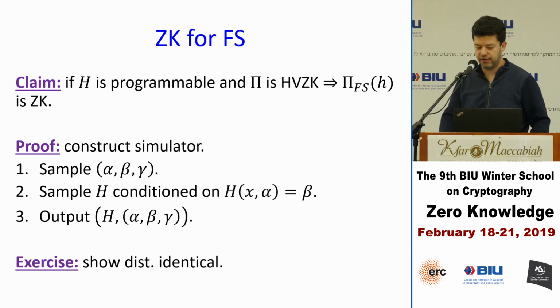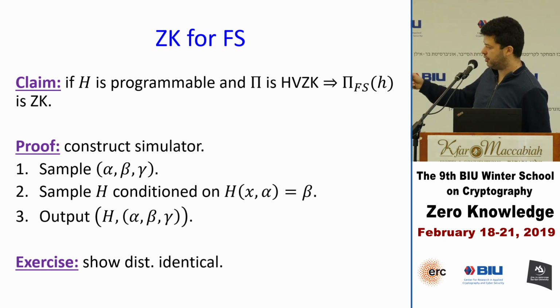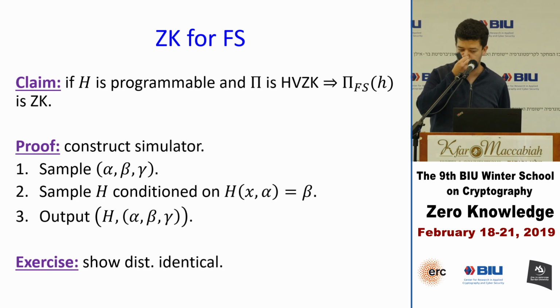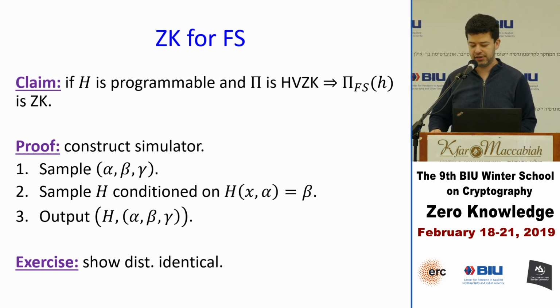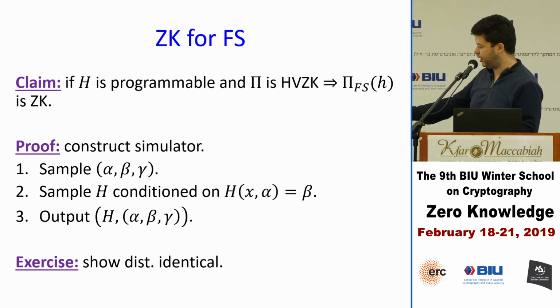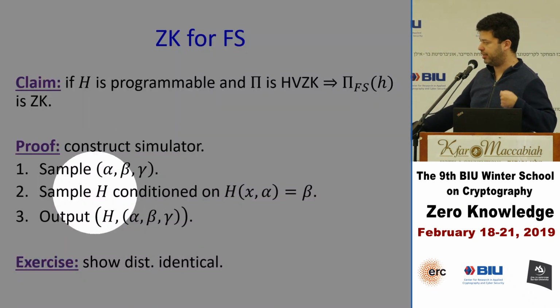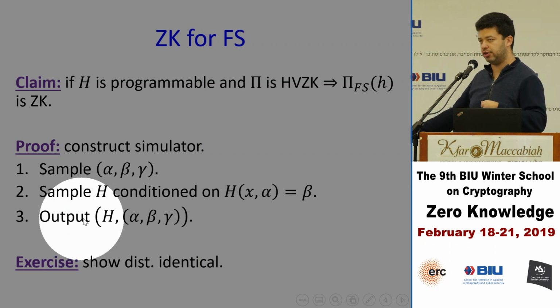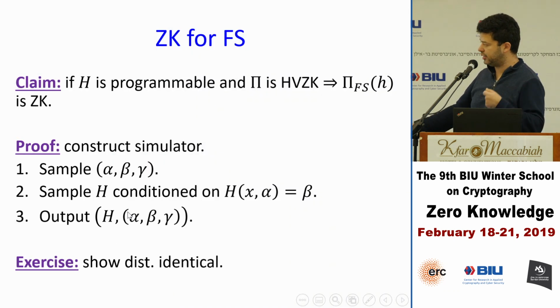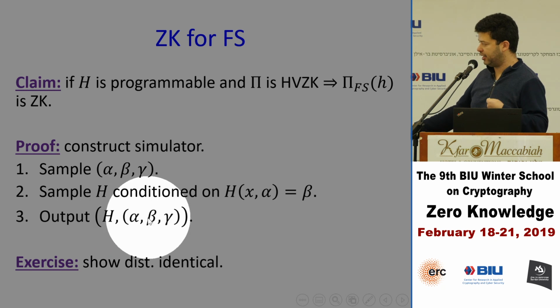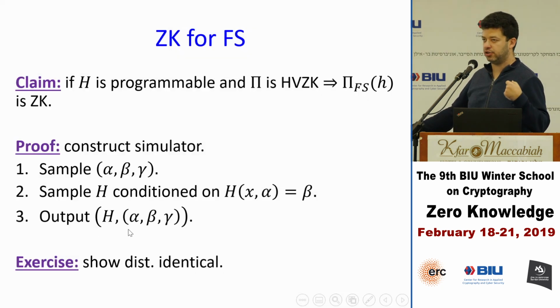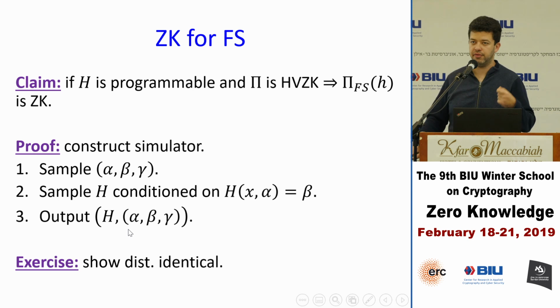And as an exercise, I'm going to give you a hint, is to show that these distributions are identical if we start off with perfect honest verifier zero knowledge, otherwise they're computationally indistinguishable. And the reason is that basically the difference is that over here we sampled alpha, beta, gamma, and then sampled h conditioned on alpha going to beta. In the actual interaction, we're sampling h at random, but then sampling beta as h of alpha. And you can convince yourself that these two experiments are the same.